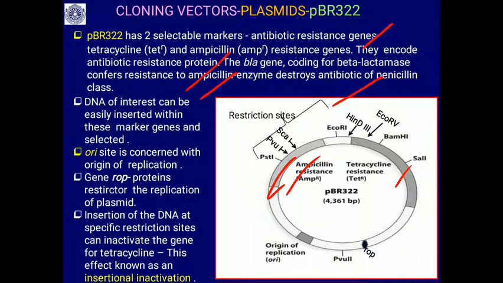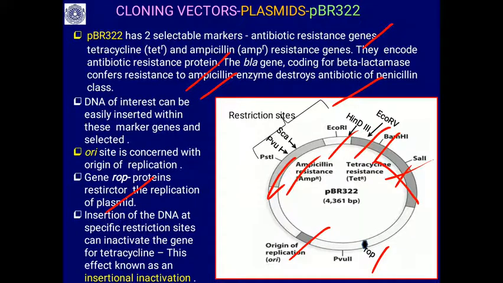The ORI represents the origin of replication, the point where replication starts. ROP is the protein which restricts the replication of the plasmid. Then there is insertion of the DNA at a specific restriction site. It has restriction sites for EcoR1, HindIII, and likewise you can see SalI, BamH1.